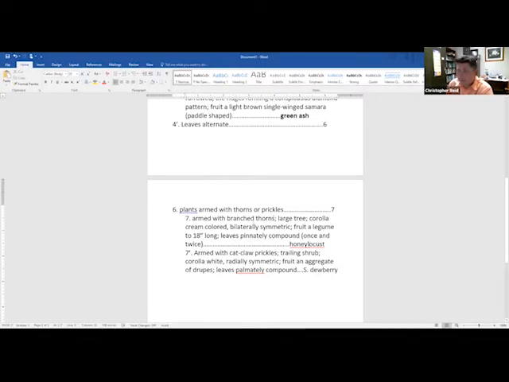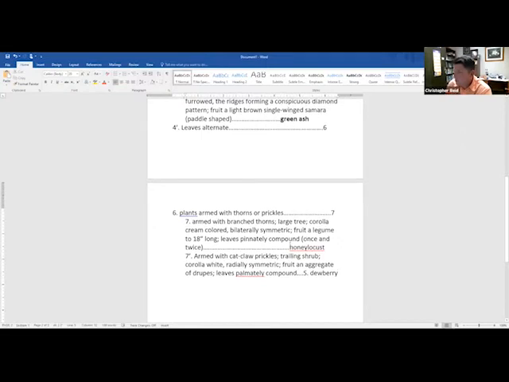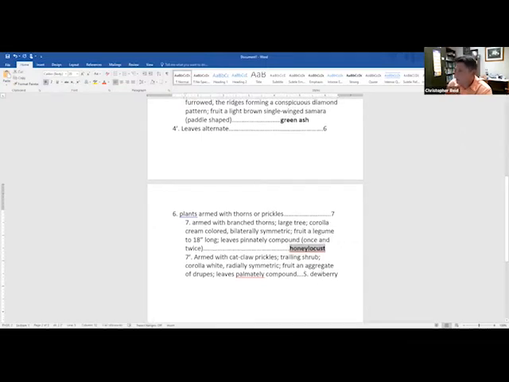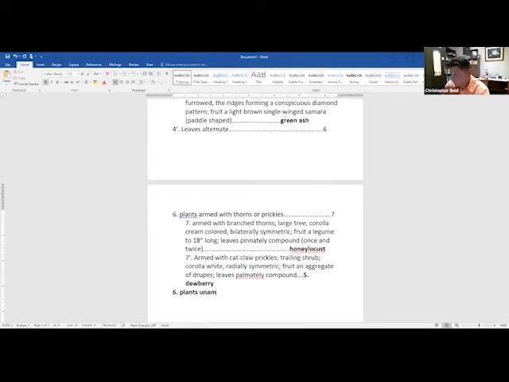We got lots to pick on here. So they're both armed and lots of differences. So that's good. That looks good. Straightforward, unambiguous. So 2 more are down. So 6. So we're going to oppose that. So plants unarmed. 8.